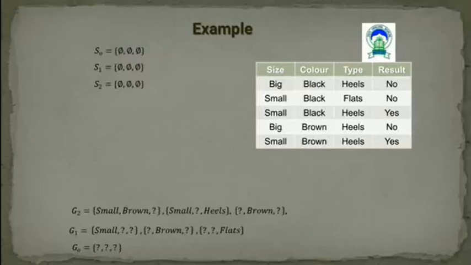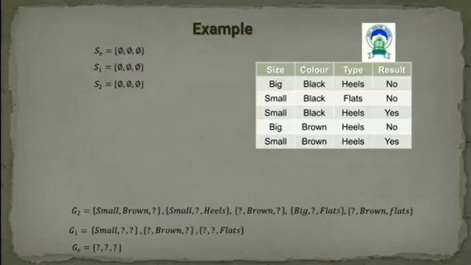Now let's get to the third bracket, which is question mark and small, match. Question mark and black, match. Hills, flats and flats, match. Yes, but the result in the table is no. As they are no match, we have to exchange the values, and it will become as this.